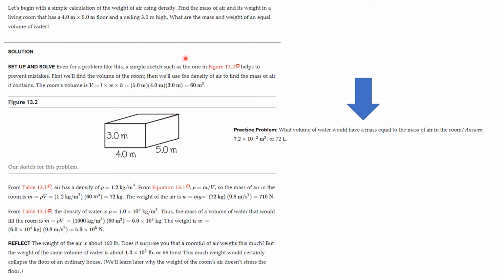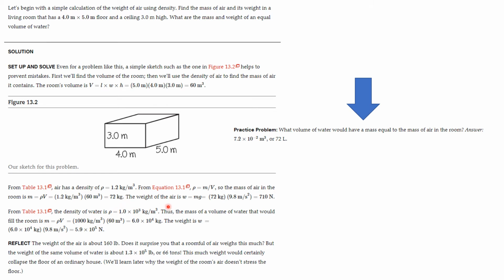That's a secondary question. So first thing we do is we draw a picture, and we find that 3 times 4 times 5 is 60 cubic meters is what we have. Now the air has a density of 1.2 kilograms per cubic meter, so that means the mass is equal to rho times V. That is 1.2 kilograms per cubic meter times 60 cubic meters is 72 kilograms.